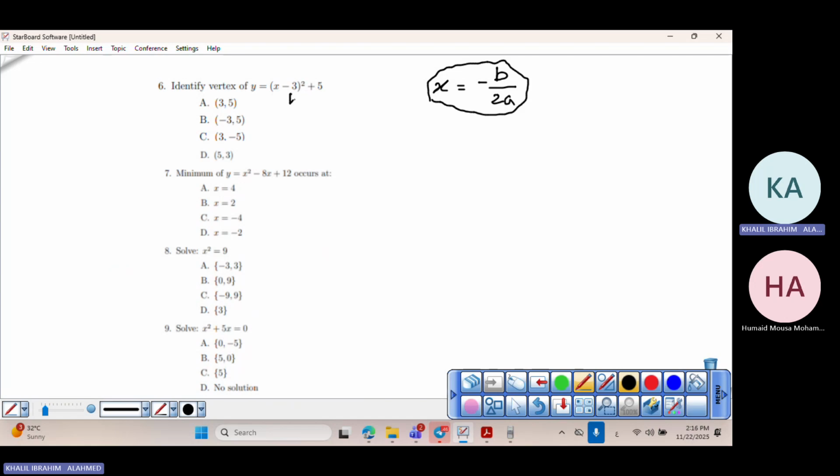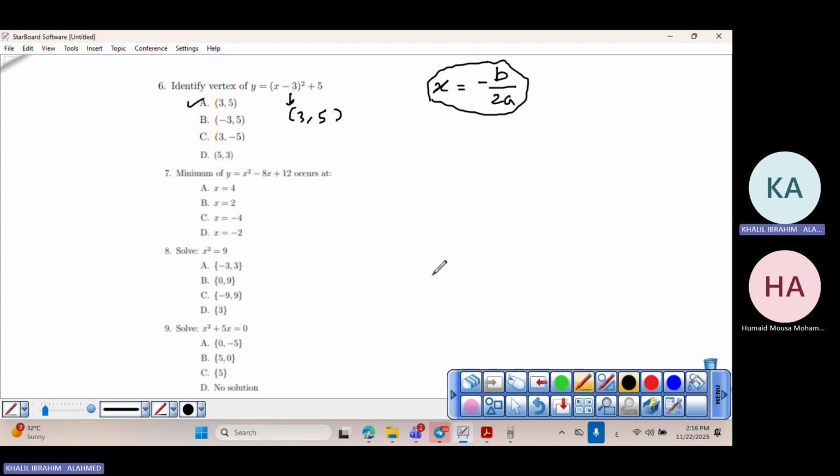Just change this sign: 3, 5. This stays as it is, don't change it, but change the sign in the brackets. 3, 5. Which one? 3, 5? A. It's easy. Minimum. A minimum of y occurs at.